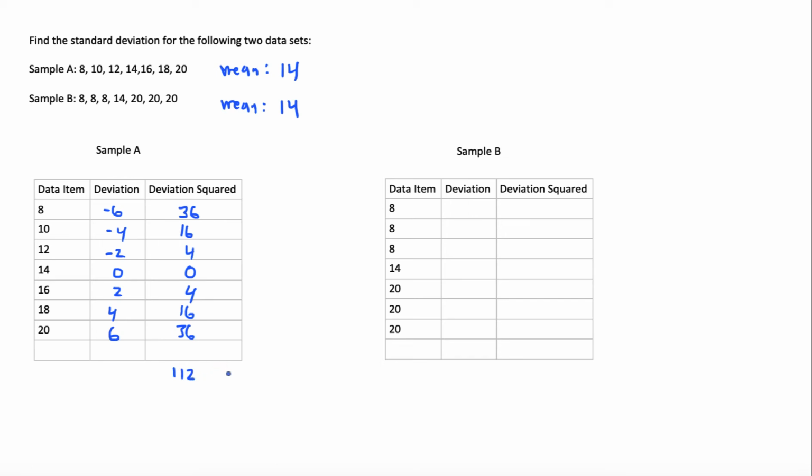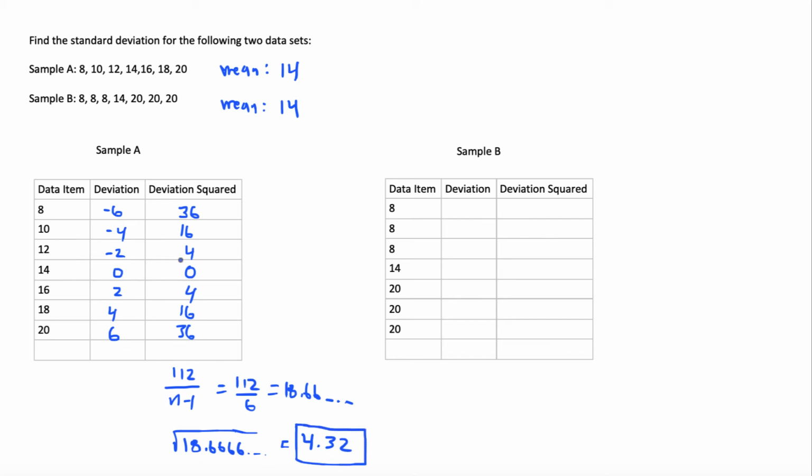All right, so we have a couple steps left. We want to divide this by n minus 1. In this case, there are 7 data values, so we want to divide this by 6. This gives us 18.6666 repeating. Then the last step is to take the square root of that. Remember, don't round this. Keep these values and just take the square root. In your calculators, we should get something like this, and we'll round it to 2 decimal places, so we get 4.32.